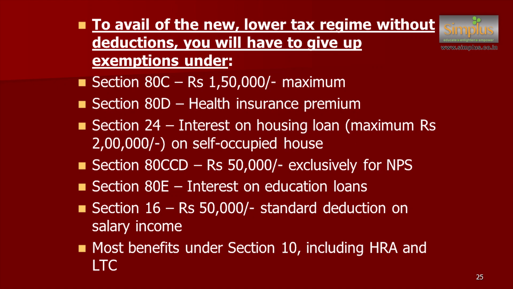80CCD, a specific section only for the NPS, National Pension Scheme. 80E for those who take education loans, of course only the interest portion of that. And for the salaried, Section 16, 50,000 of standard deduction, and a few other benefits under Section 10, including house rent allowance and leave travel concession. So the new so-called lower slabs are going to be yours only if you are prepared to give up all these things, which means it's very simple to analyze.